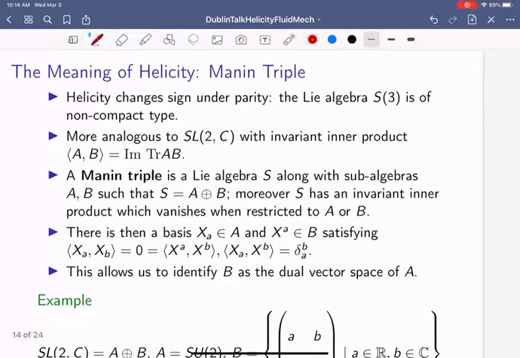So I want to take this idea that the helicity is an invariant inner product further and really ask, what is it really telling us? What is the meaning of helicity? Now, there's an important difference between the inner product of the rigid body and the inner product in fluid mechanics, which is that the inner product in the rigid body is positive definite. We understand that because it's a compact Lie group, the invariant inner product is positive. Of course, that's not at all true in the case of the fluid.